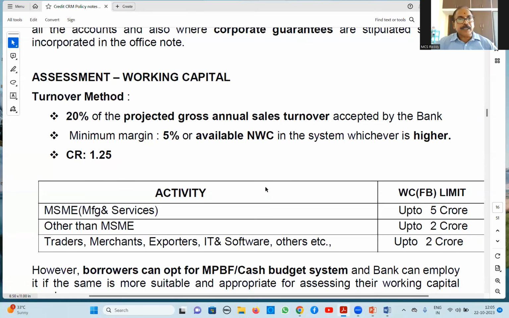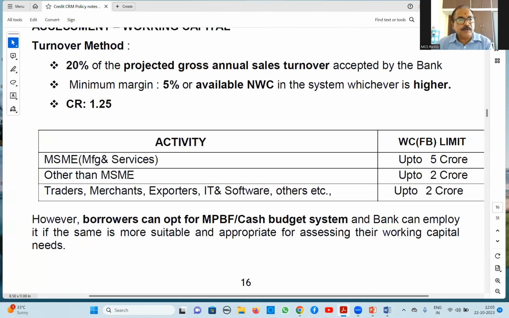But to whom is this method applicable? The minimum margin is 5%, or available net working capital, whichever is higher, is the margin, with a current ratio of 1.25. This is applicable for MSME, manufacturing and services, up to 5 crore working capital limit. Other than MSME, it is applicable up to 2 crores, and for traders, merchants, exports and IT software, etc., up to 2 crores. If traders and merchants come under MSME, they go to MSME. If they are not classified under MSME, then only up to 2 crores will apply. So this is about turnover.